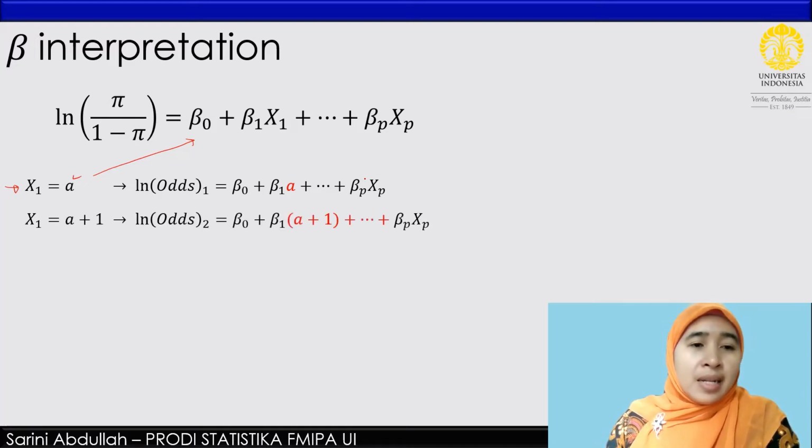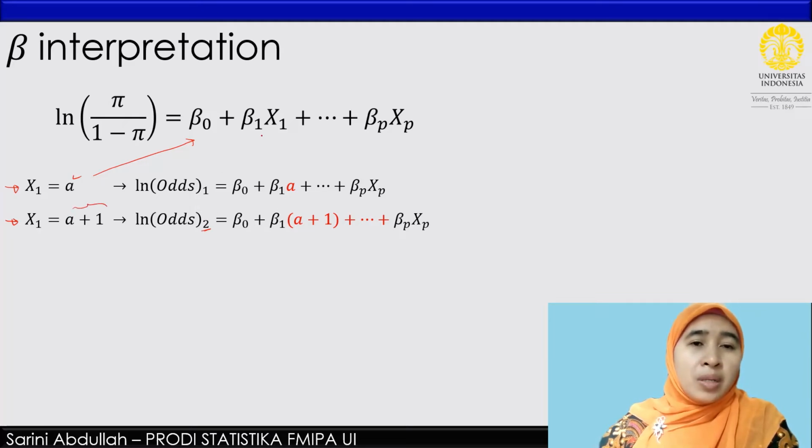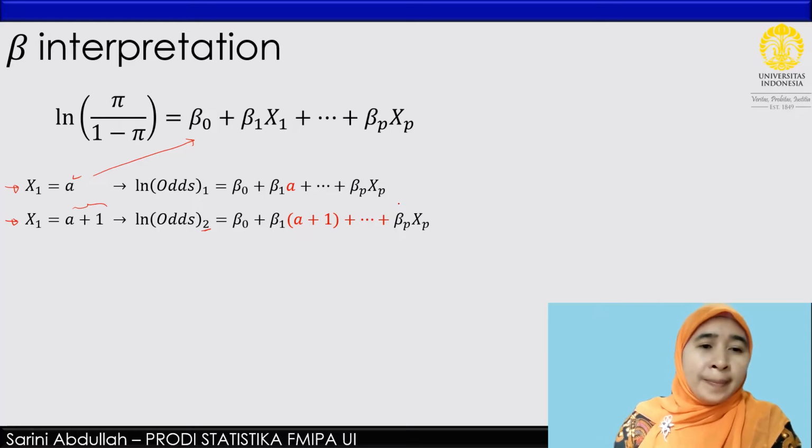Then let's increase the value of x1 by 1 unit, so we set x1 equals a plus 1. We calculate the logarithm of the odds for the second condition, represented by subscript 2, and substitute this value into the equation. So we have beta naught plus beta 1 times (a plus 1), and so on. All other variables we don't change, because we just want to assess the contribution of x1.